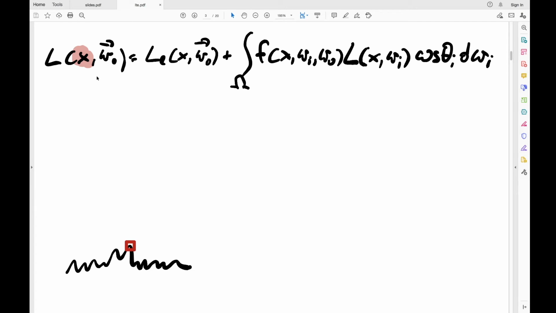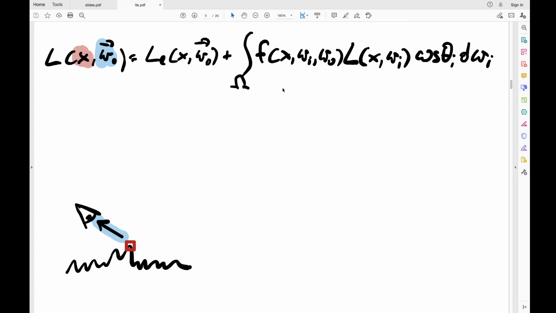And radiance is also an angular quantity. Radiance also depends on the direction that radiance is reflected into. So we're assuming that we're interested in the radiance from a certain position x into a certain direction omega o. And whenever you see omegas here, those are unit vectors, okay?